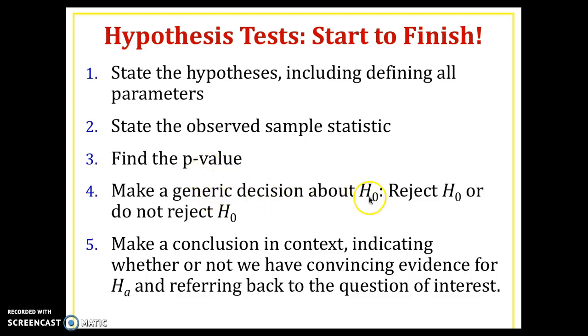Make a generic decision about the null hypothesis, to reject or not to reject. And then finally make a conclusion in context, indicating whether or not I have convincing evidence for the alternative, and referring back to the question of interest. So this last step, step 5, I like to think about it as writing a conclusion that anyone could read. You don't actually have to have taken a statistics class to read this conclusion in context.